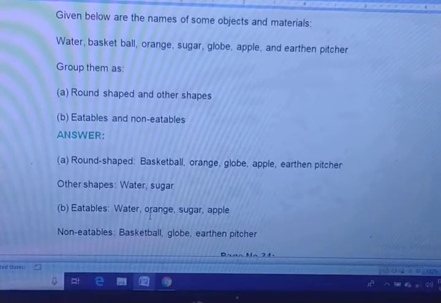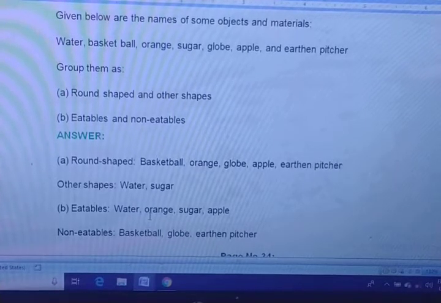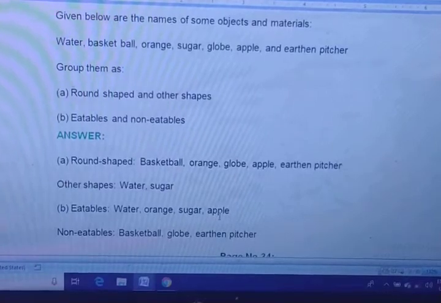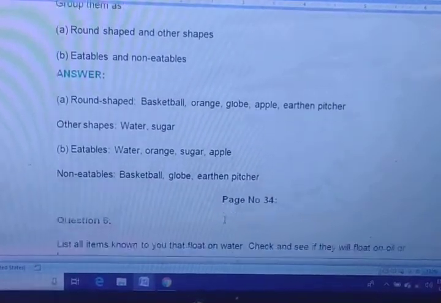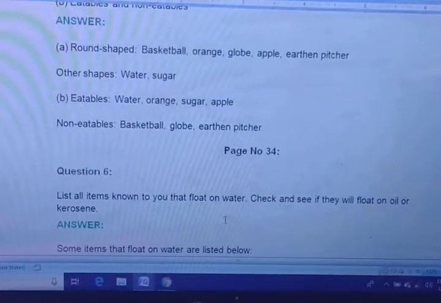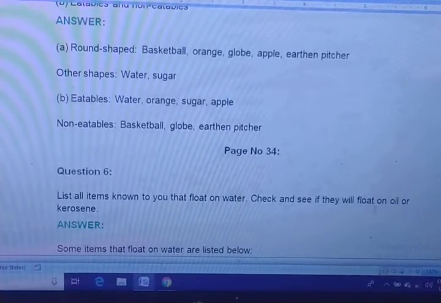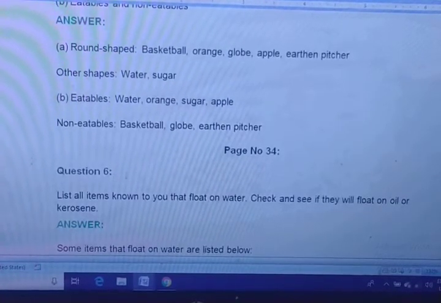And the next, non-eatable: basketball, globe, earth and pitcher. These three things you can't eat, so they are non-eatables. Now we are moving towards question number 6. List all the items known to you that float on water. Check and see if they will float on oil or kerosene.